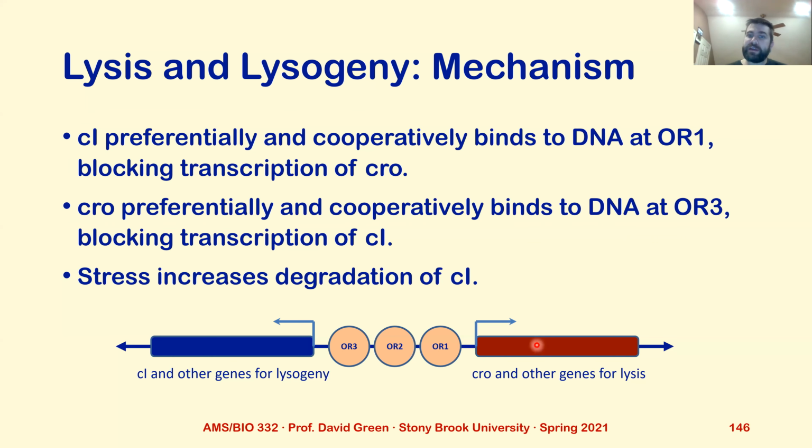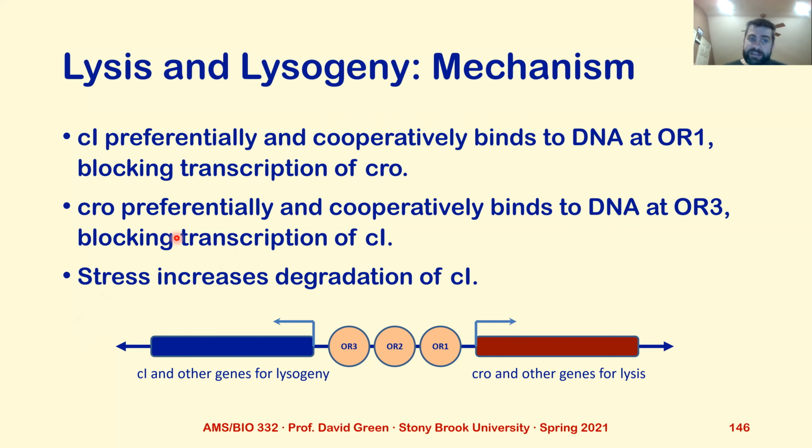A very similar thing happens in the opposite direction. CRO preferentially and cooperatively binds to DNA at OR3, which is right next to where the lysogenic genes are transcribed. When it does that, it blocks the transcription of the lysogenic genes. So in a symmetric way, CRO turns off the genes responsible for lysogeny. That explains the stability of the lytic state.